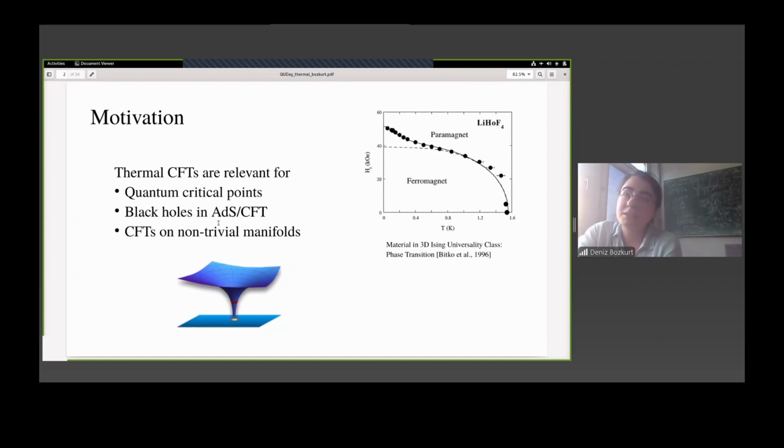Another reason is in the context of AdS/CFT. Once we consider black holes or black branes in the bulk, then the CFT on the boundary thermalizes. And the last one, which is more general, is that if you want to study CFTs in backgrounds other than flat space, then these thermal geometries that we will consider are in a way the simplest next step.